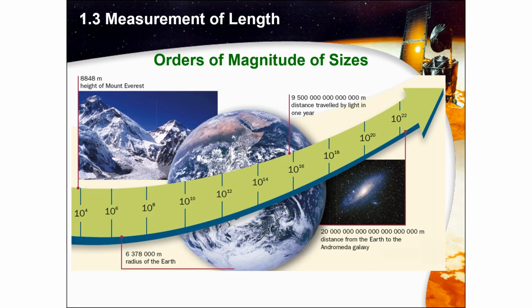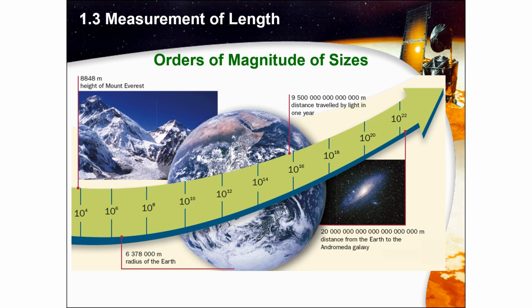Just now we ended, from the previous slide, at 10 squared. Now we're going to see which one is even bigger. You can see that at 10 to the power of 4, that is the height of Mount Everest, 8,848 meters. And then you can see 10 to the power of 6, that is 6,378,000 meters. That is the radius of the Earth.